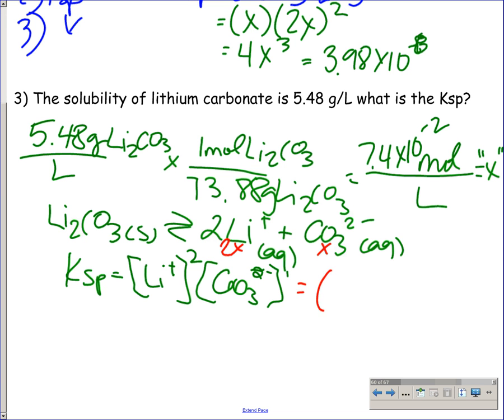So you get 2X squared, times X, which is 4X cubed. I told you, you're going to see this a lot, because most things will dissolve into like 2 or 3 ions. If it dissolves into 2 ions, you're going to have X squared. If it dissolves into 3 ions, you're going to have 4X cubed, pretty much. So then all you're going to do is plug that value in for X and get your Ksp.